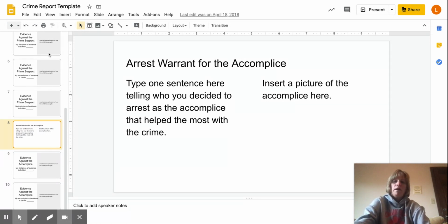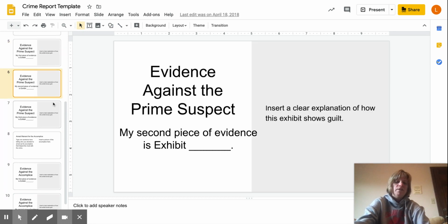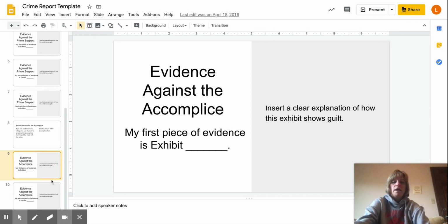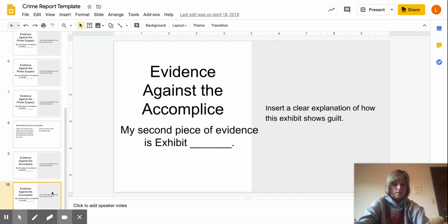Now, you remember how I had you do 3 pieces of evidence against the prime suspect? For the accomplice, I'm only going to have you do 2 pieces of evidence. Okay, and then you'll use 2 of the 3 exhibits against that suspect and clearly explain how it shows guilt. So that's your crime report that is due Friday at 3, tomorrow at 3.